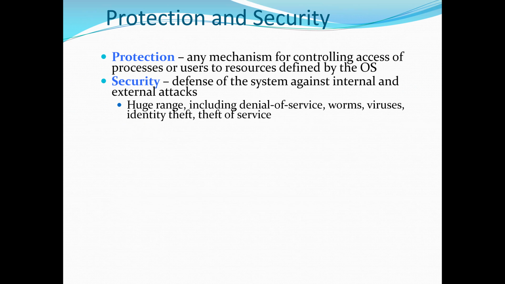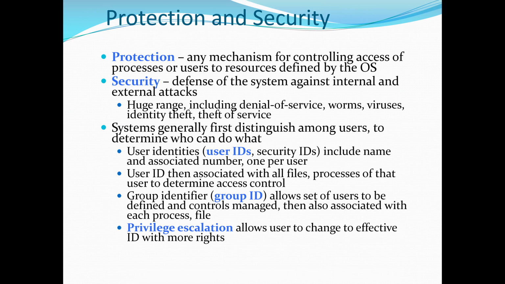So security is the defense of the system against internal and also external attack. Protection is any mechanism for controlling the access of processes or users. So the system generally will first distinguish among users to determine who can do what. We may have user identities, security IDs. Also the user ID is normally associated with all files or some files and processes. So whatever files are associated with the ID are the only files that the user can have access to.